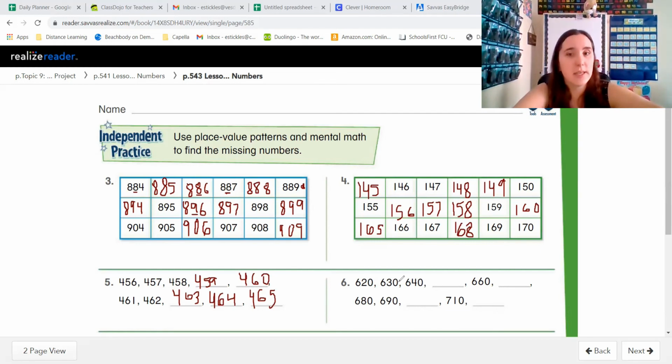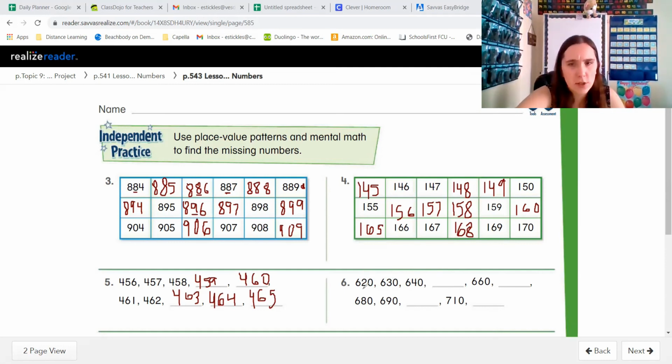Let's take a peek at number 6. The pattern is a little bit different on this one. You're not increasing by ones. Take a peek, see if you can figure out how much you're increasing each time and see if you can figure out what numbers are missing. Come back to me when you have it all figured out.